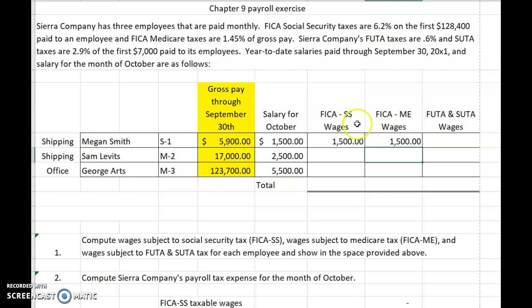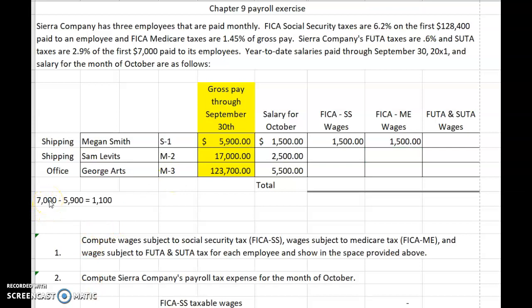Before October, Megan had already earned $5,900 in gross wages. This is not quite in excess of the FUTA and SUTA wage base of $7,000. By the time the October wage of $1,500 is paid, she will exceed the wage base, so some of her October wages will be subject to FUTA and SUTA tax and some will be exempt. The easiest way to make that calculation is to subtract the prior year-to-date gross from the wage base. That will calculate the remaining salary subject to FUTA and SUTA tax for the rest of the year.